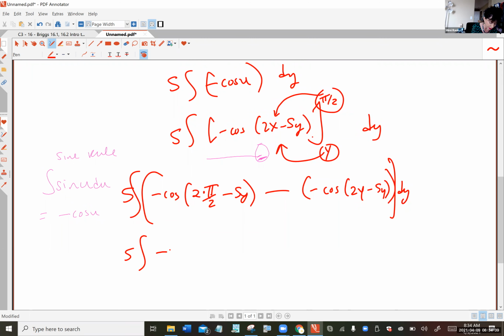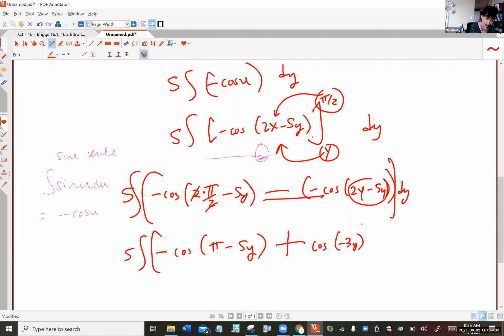So what do we have here? We have minus cos, and after reducing, this is going to be pi minus 5y for an argument. And then minus minus is a plus, so then we'll have cos of 2y minus 5y. Interesting. I believe that's going to be negative 3y. So we're going to integrate these two cosine terms with respect to y.